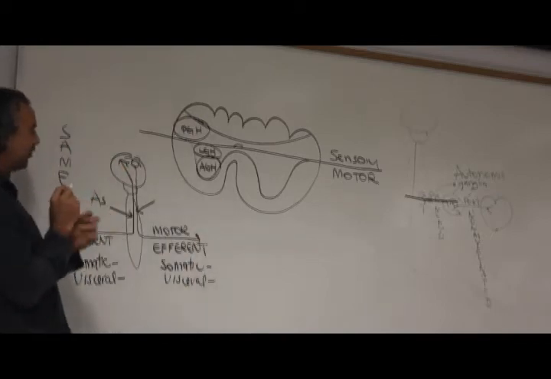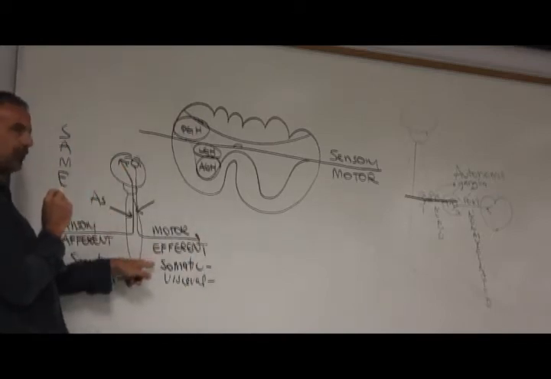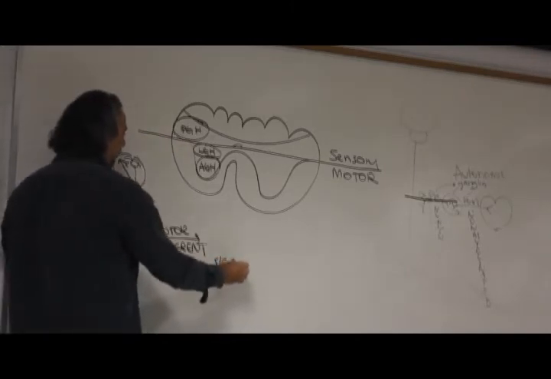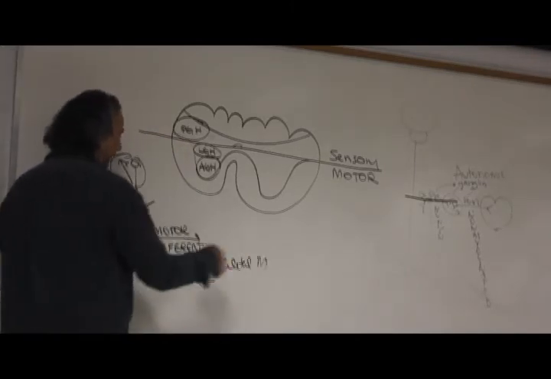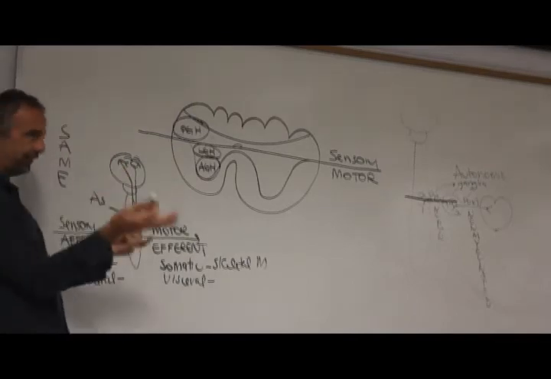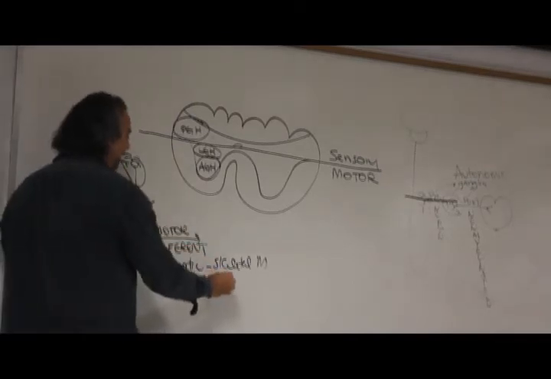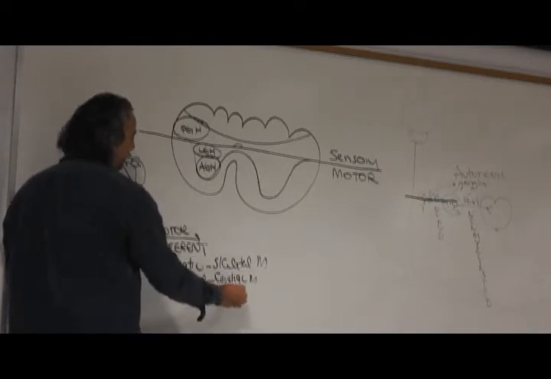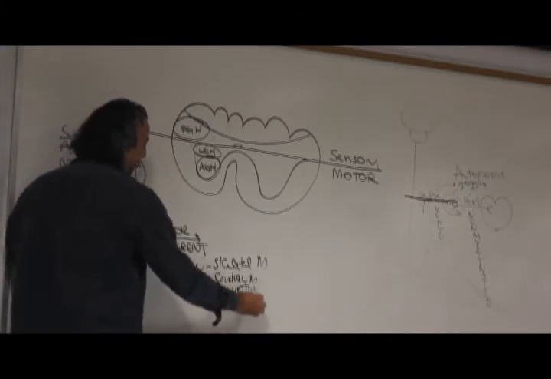Okay, so what's my somatic motor commands control? Only one thing, skeletal muscle, right? So that's only skeletal muscle. And visceral does everything else. So it does cardiac muscle, it does smooth muscle, it does all my glands, that sort of thing.